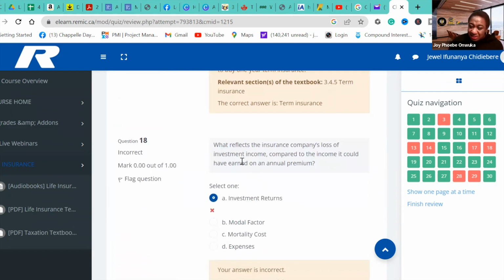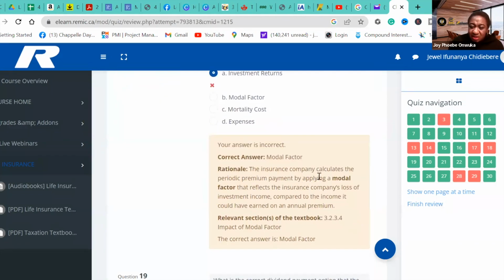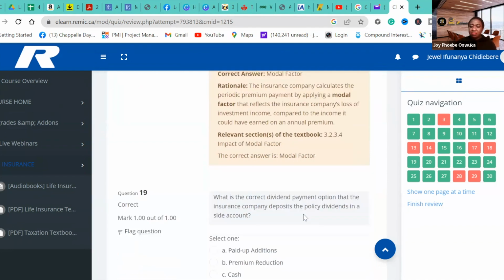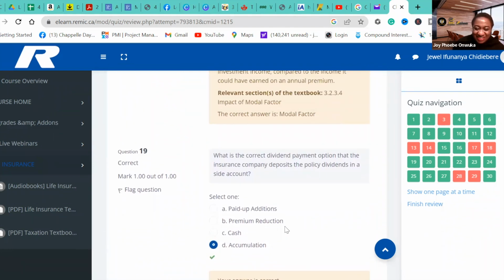Question 18. We didn't get that. What reflects the insurance company's loss of investment income compared to the income it could have earned? We said investment return, but the answer is model factor. Oh, really? Okay, rationale is that the insurance company calculates the periodic premium payment by applying a model factor that reflects the insurance company's loss of investment income compared to the income it could have earned on an annual premium. Wow. Is the pressure getting worse?